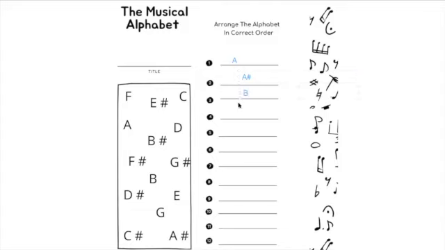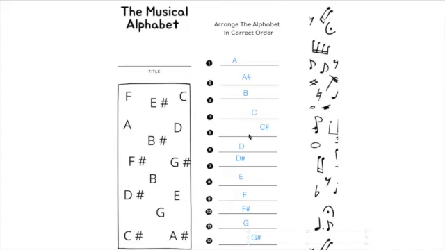followed by B, and then remember B doesn't have a sharp, so C, then C sharp, followed by D, D sharp, then E, and if you'll remember, E doesn't have a sharp, so therefore we go forward, F, F sharp, G, and the last, or 12th degree in the musical alphabet, is G sharp.